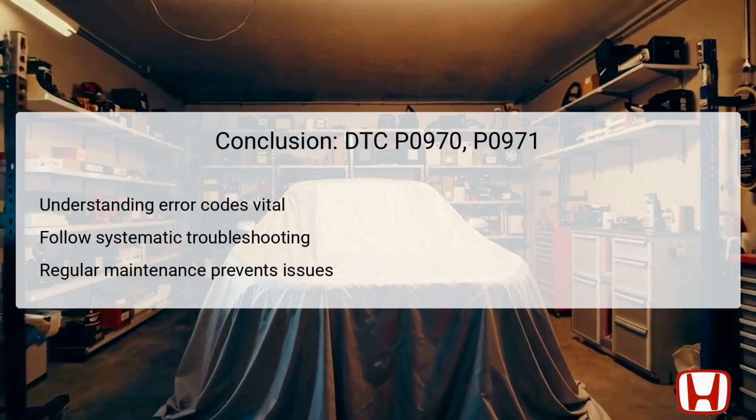In conclusion, understanding the significance of DTC P0970 and P0971 is vital for Honda Civic 2022 Plus owners and technicians alike. Systematic troubleshooting ensures that potential issues are accurately identified and resolved, leveraging a step-by-step approach to diagnosis. The importance of preventative maintenance cannot be overstated, as it greatly reduces the risk of recurring problems with the CVT system. By regularly inspecting and maintaining the transmission componentry, drivers can enjoy a reliable driving experience.